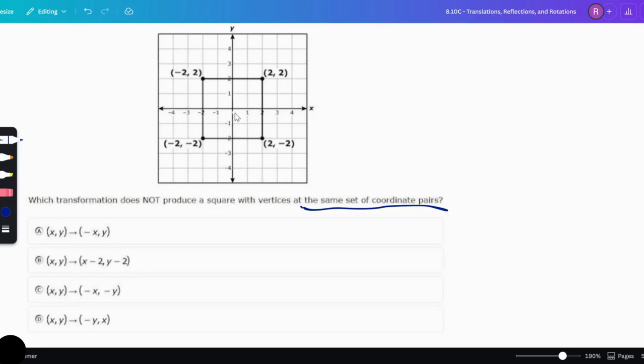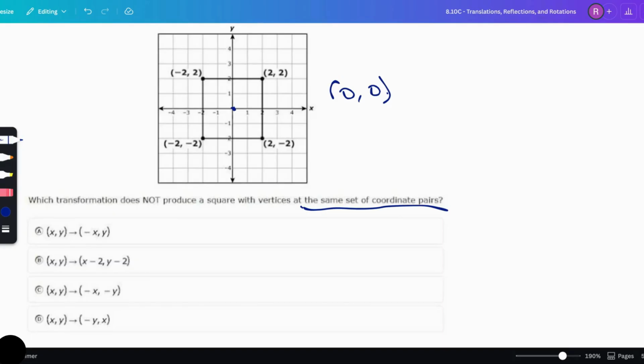Now, you notice that the center is at 0, so we have a center at 0 comma 0. Let's try to see which one will change the position of the shape. Now let's try negative x comma y. If you multiply all by negative or by positive, the size, the shape, the set of coordinates will remain the same.